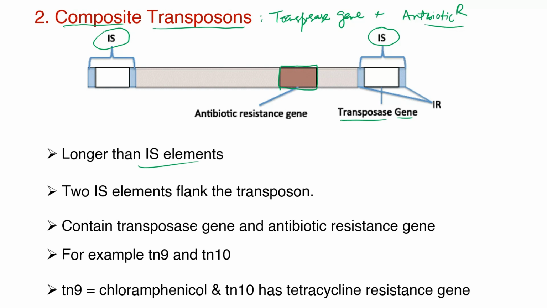For example, if you take composite transposons, there is Tn9 and Tn10 in bacteria. Tn9 has chloramphenicol resistance gene, whereas Tn10 has tetracycline resistance gene in them. And these composite transposons are believed to be medically important as they carry these antibiotic resistance genes, which help bacteria to become resistant against antibiotics.